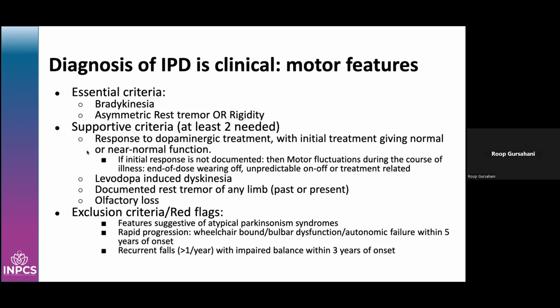The supportive criteria include a good response to levodopa. In fact, if you don't get a good response, then at least later on they may have motor fluctuations or levodopa-induced dyskinesia and so on. There are red flags, and we won't get into that, but most patients who have a slowness of movements, rest tremor, and respond to levodopa are idiopathic Parkinson's disease.